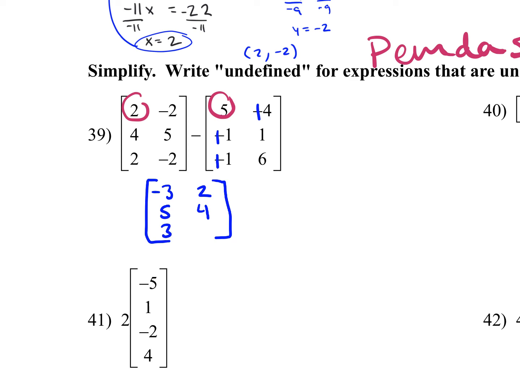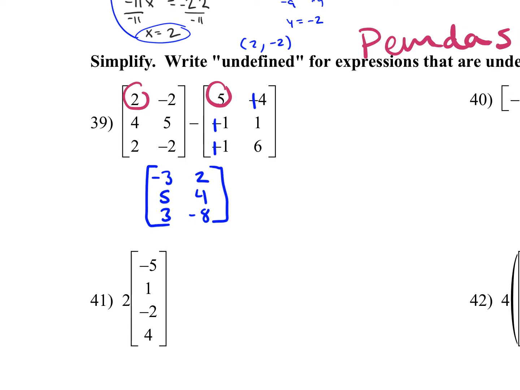And negative 2 minus 6? Negative 8. Awesome. So just be careful with your signs here. If you need to, write it out. Write out what you're doing. So in the first spot, we would have 2 minus 5. So write it out so you can see it.